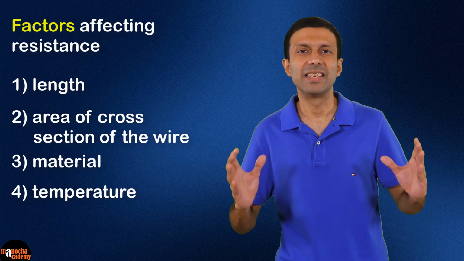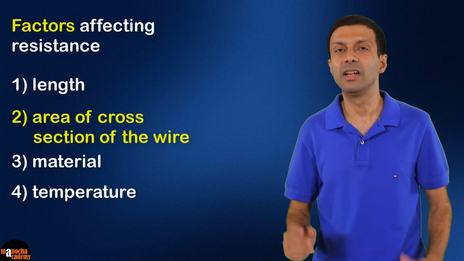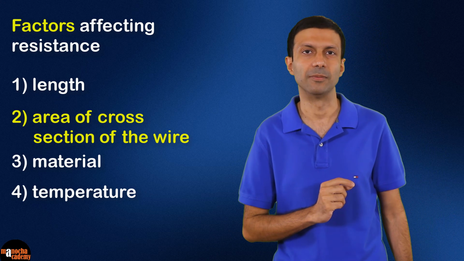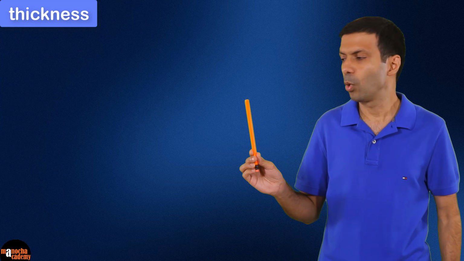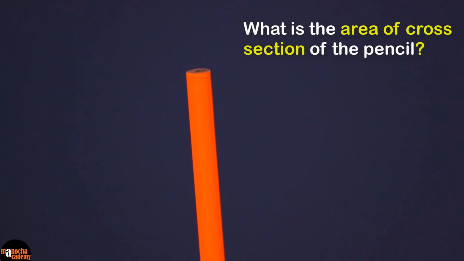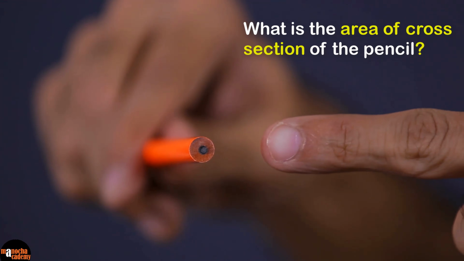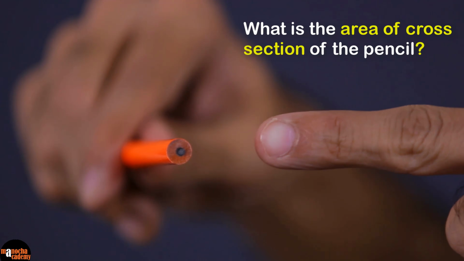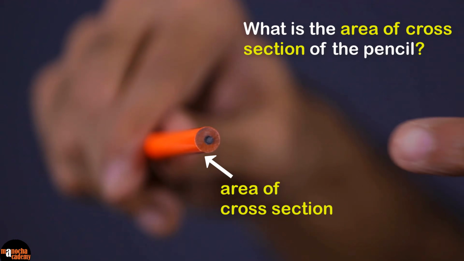Now let's look at the second factor, the thickness of the wire. That is the area of cross-section of the wire. Now what does this term mean? Area of cross-section. For example, if you look at a pencil, what is the area of cross-section of this pencil? If we imagine the wire to be a cylinder like this, then the area of cross-section is going to be the area of this circle.